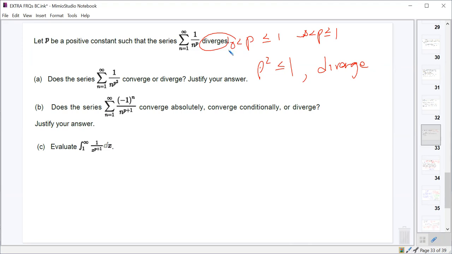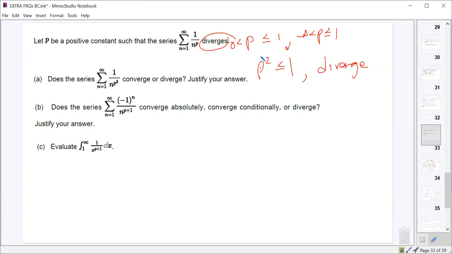Everybody good with part A? There's not much to say other than that if you square a number that's between 0 and 1, it stays between 0 and 1, and so it must still diverge. And you'd say because of the p-series test. Everybody okay with that? All right.